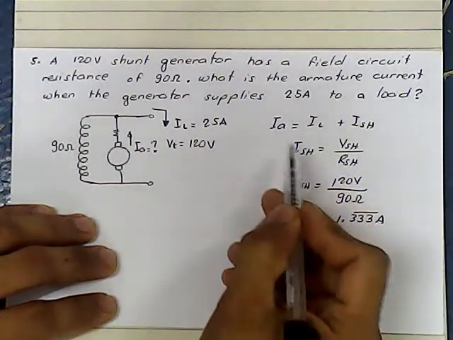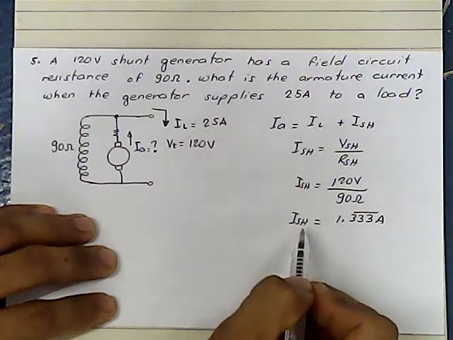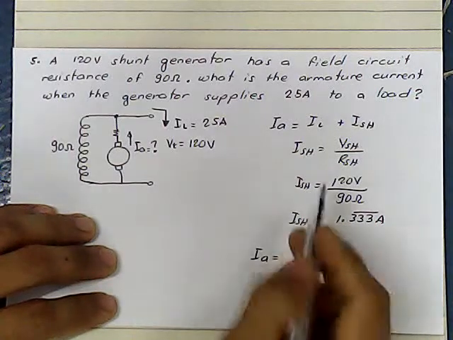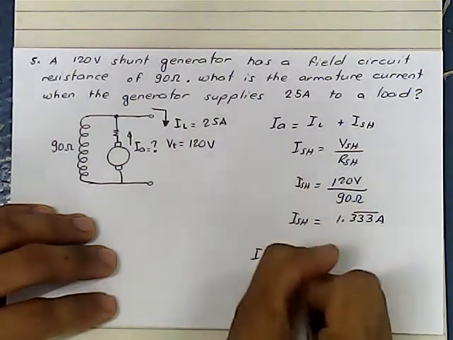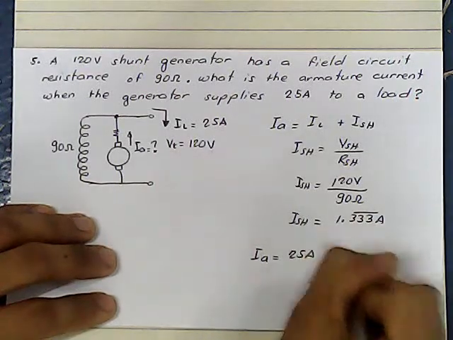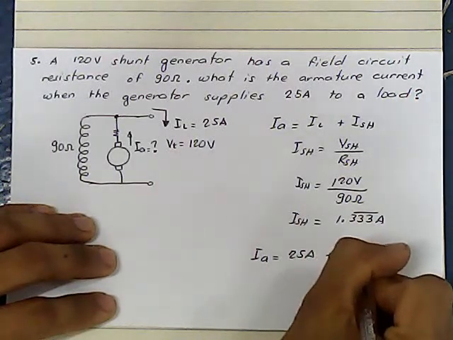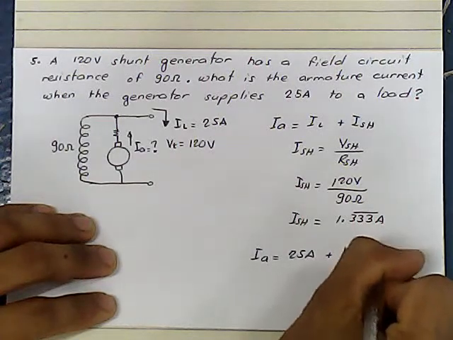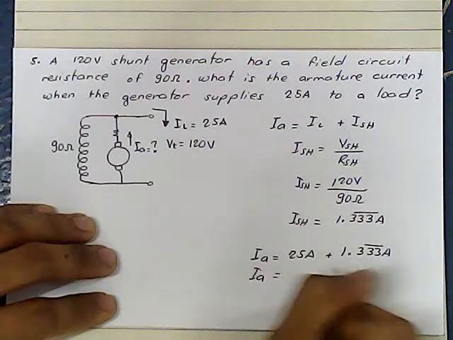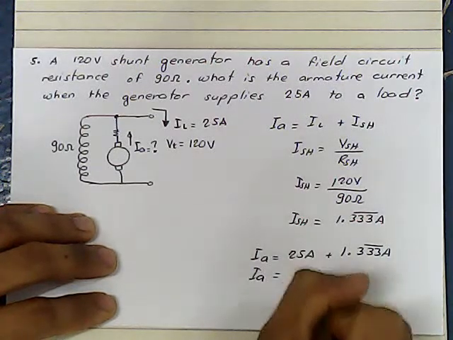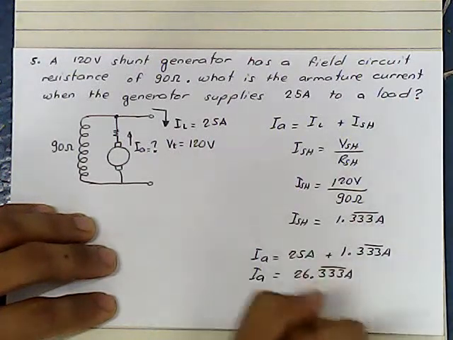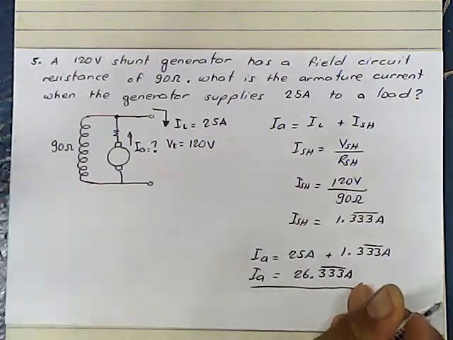Now, let's substitute this ISH here. We have IA is equal to IL, again, that is given as 25 amperes, plus ISH, which is 1.333 amperes. Therefore, our IA is 26.333 amperes. So, this is our answer there.